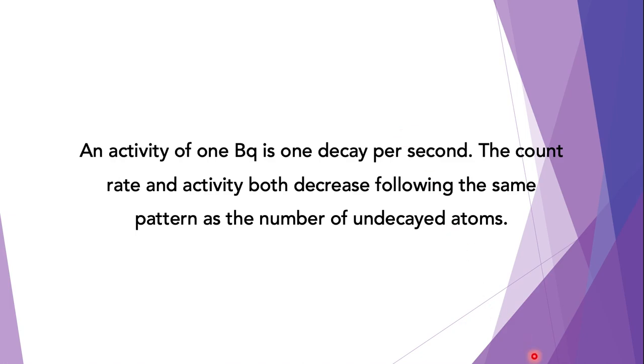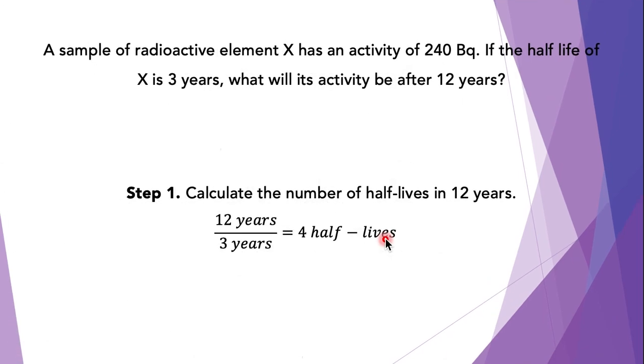Okay, so now we're going to do this question and see how we can solve it. It is related to the half-lives we read just now. A sample of radioactive element X has an activity of 240 becquerels. We know that an activity of 1 becquerel is 1 decay per second. So this suggests that 240 atoms of this element decay per second. If the half-life of X is 3 years, what will its activity be after 12 years? This is what we're going to find out in this question.